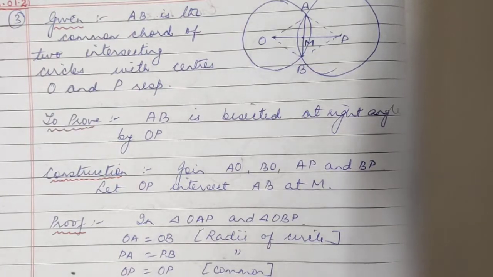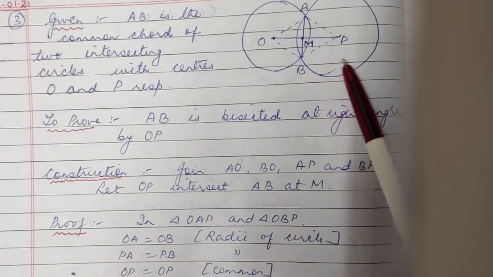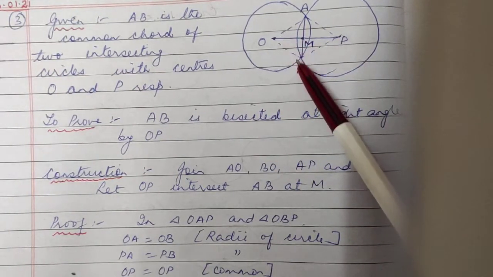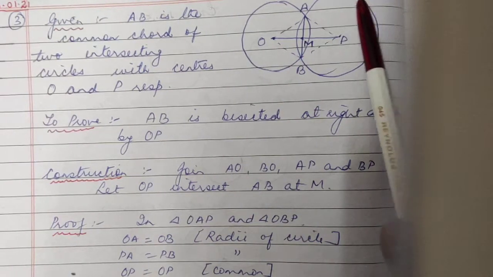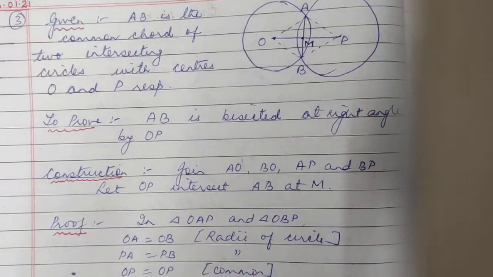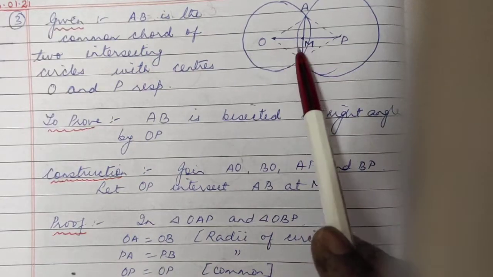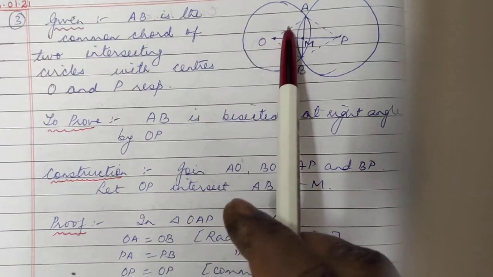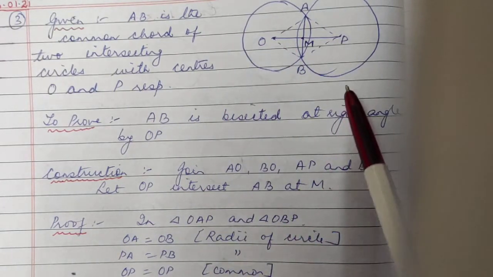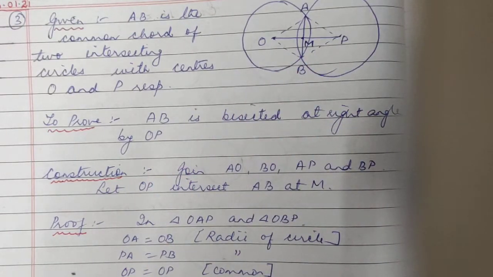Now if the two triangles are congruent, then angle AOP equals angle BOP by CPCT. In place of angle AOP, we can also write angle AOM equals angle BOM. Now in triangle AOM and triangle BOM, OA equals OB. Angle AOM is equal to angle BOM from 1 and OM equals OM common. Therefore the two triangles are congruent by SAS congruency rule. Therefore AM equals BM.